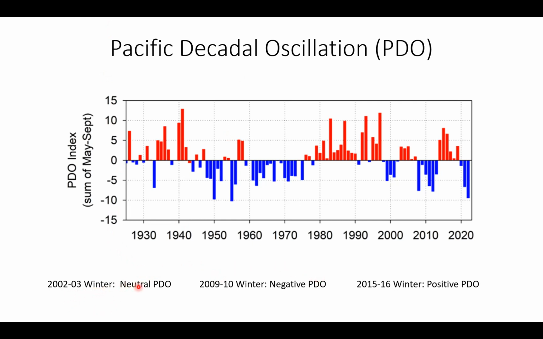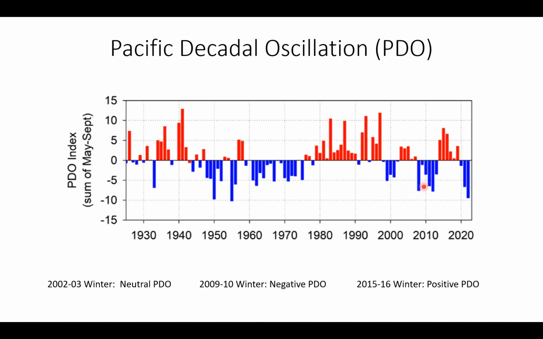2002-2003 winter featured a neutral PDO. If you look over here, in that era of 2002-2003, we're looking at generally a neutral PDO. It transitioned from a negative PDO to a positive PDO, but it was kind of in that transition zone in the winter of 2002-2003. In the 2009-2010 winter season, we had a negative PDO setting up.